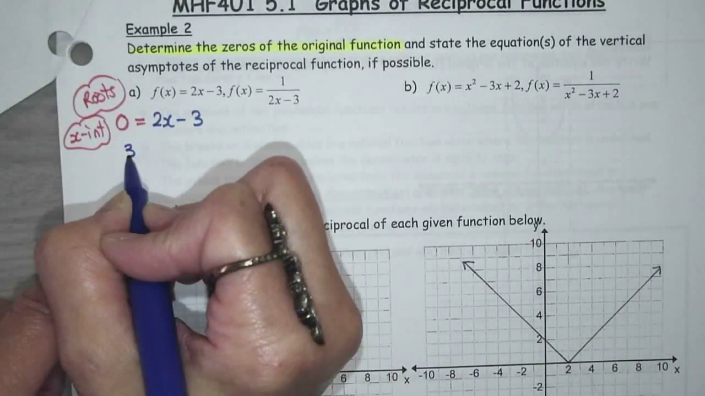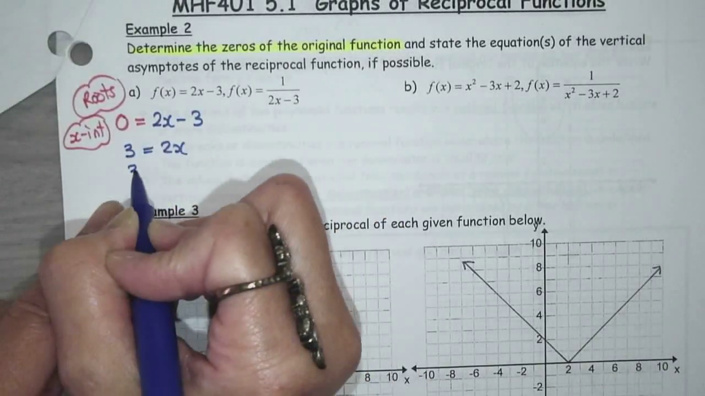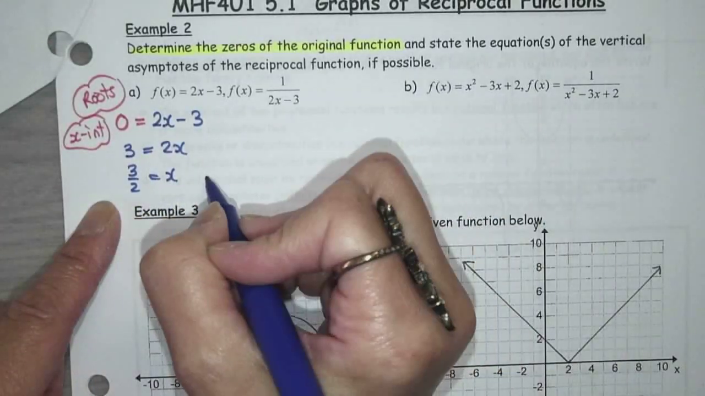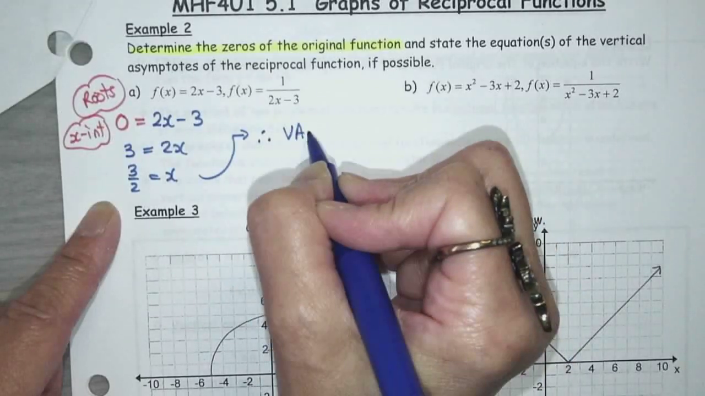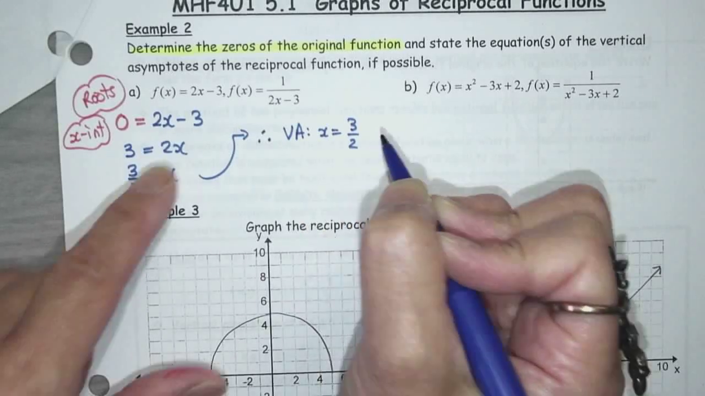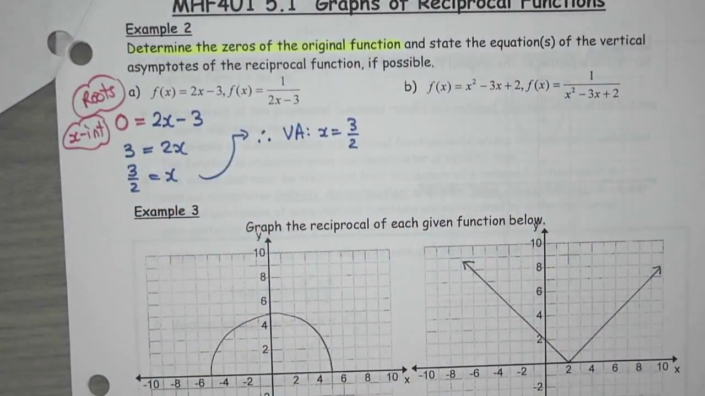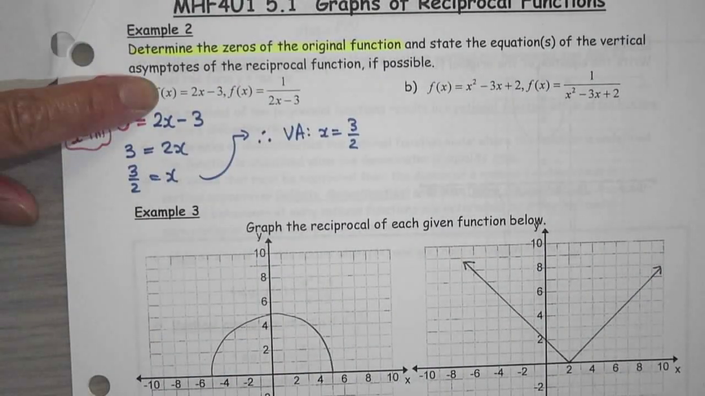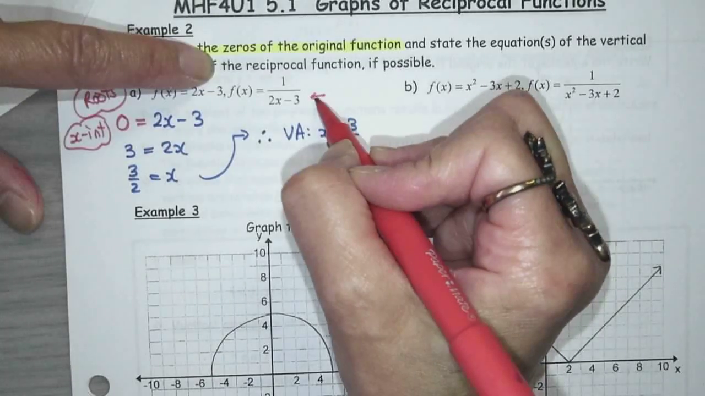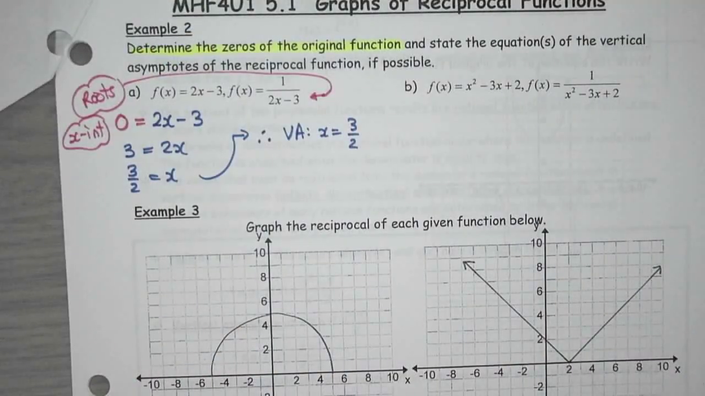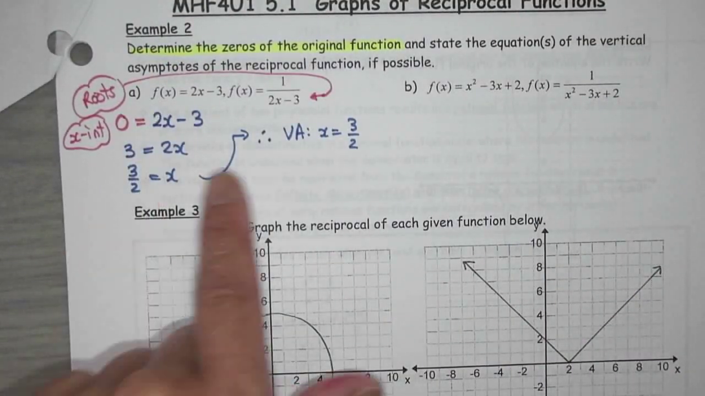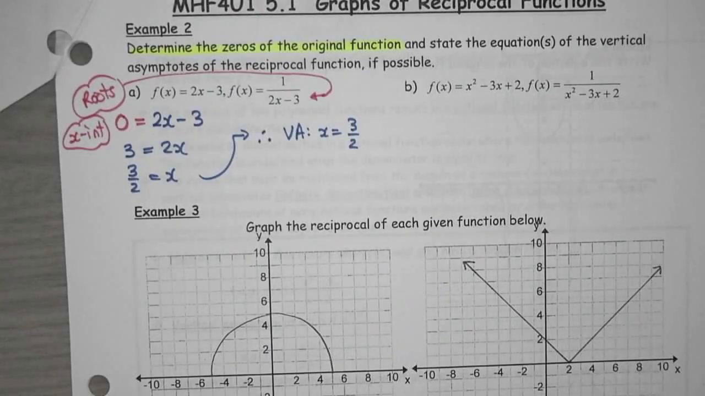So let's solve this one. 3 equals 2x. Divide both sides by 2. 3 over 2 equals x. Therefore, for this one, the vertical asymptote is going to be at x equals 3 over 2, because it's the 0 of the denominator. Does that make sense? The 0 from the original function translates to the 0 in the denominator there. So you find the 0 and say, from there I know that'll be where my vertical asymptote is. It's very wordy, but when you do the math, you go, oh, that's all.